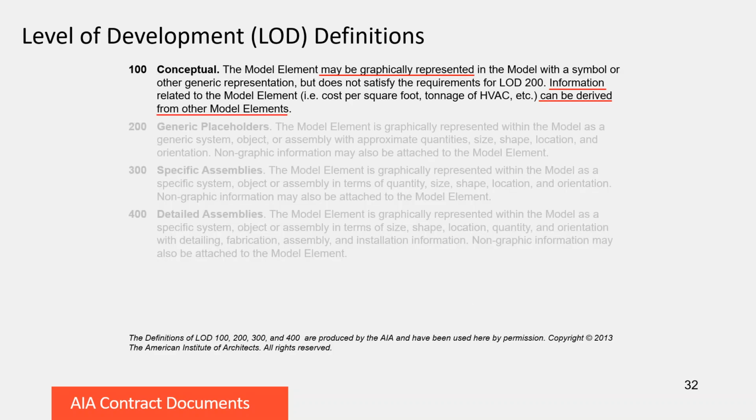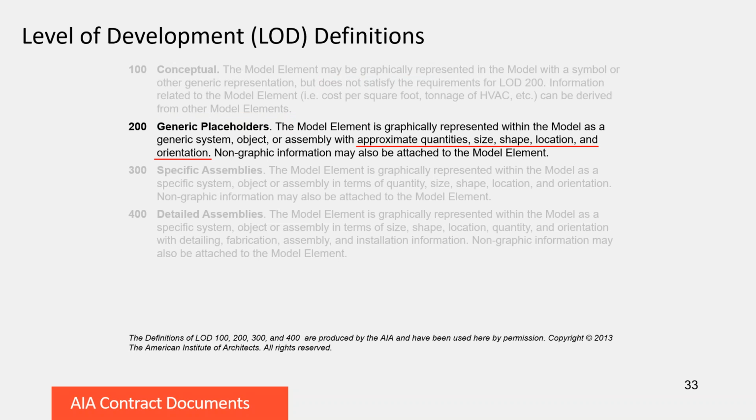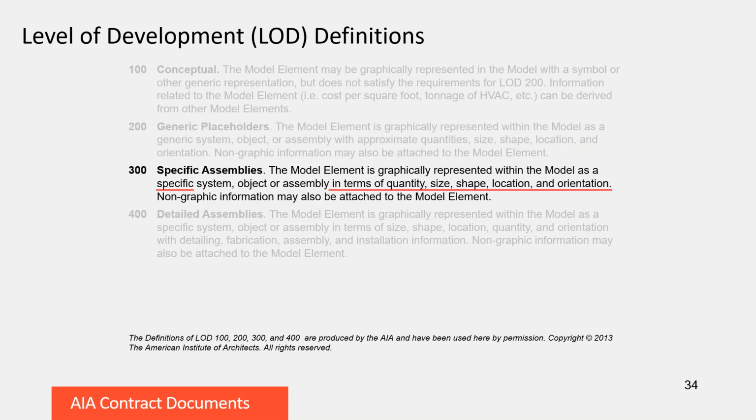So these definitions then, the 100 is conceptual. It might be graphically represented, or it might be just a symbol. Or it might be that the information about that element can be gotten from other elements, such as a square foot cost from a floor plate. Next stage is generic placeholders, and this means that they are all approximate in quantity, size, shape, location, and orientation. So if I have LOD 200 elements in the model, they are not reliable. They are approximate. They are not necessarily in the place that the designer intends them to be.